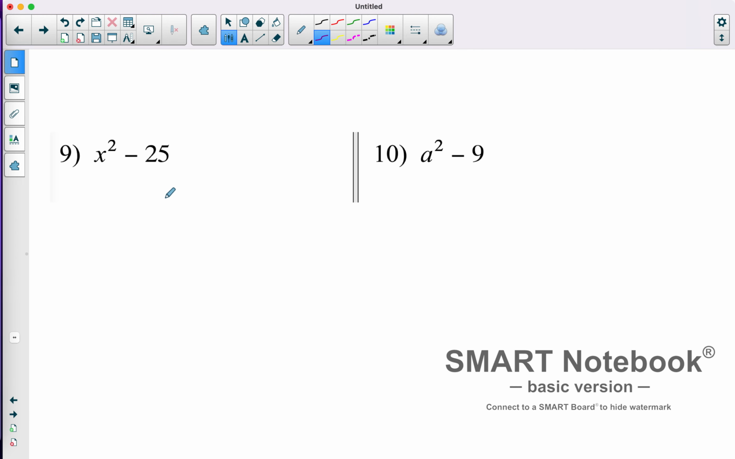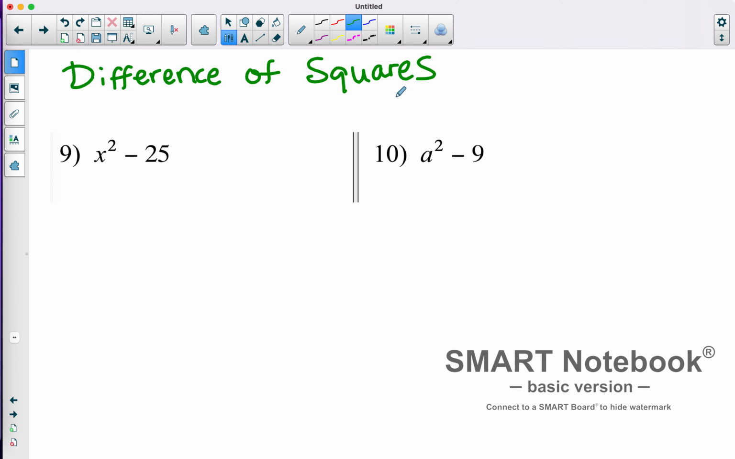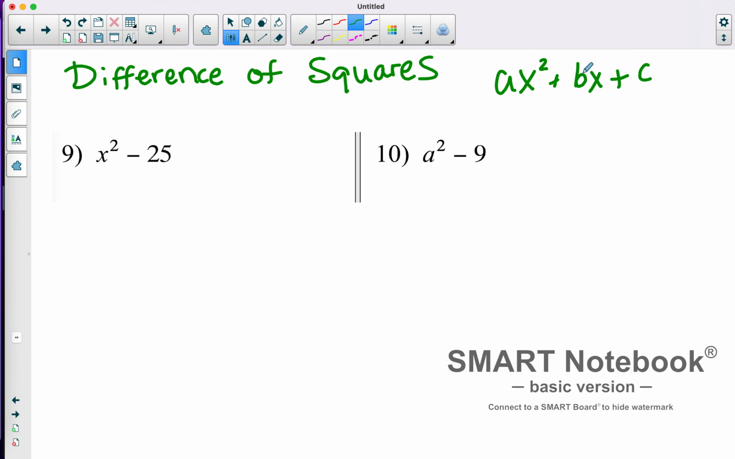Now I'm going to give you two more, and these can be classified as a special case. These are called difference of squares. You'll see these pretty often, but with the difference of squares, what you'll notice is that there's no linear term. You know, where we have ax squared plus bx plus c, this time this middle term is 0. So in that case, we need a 0x in the middle.